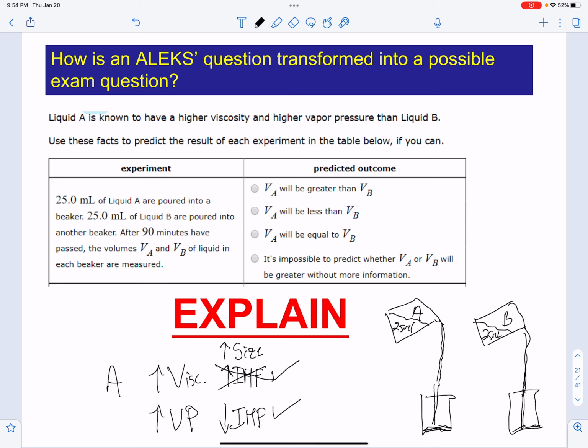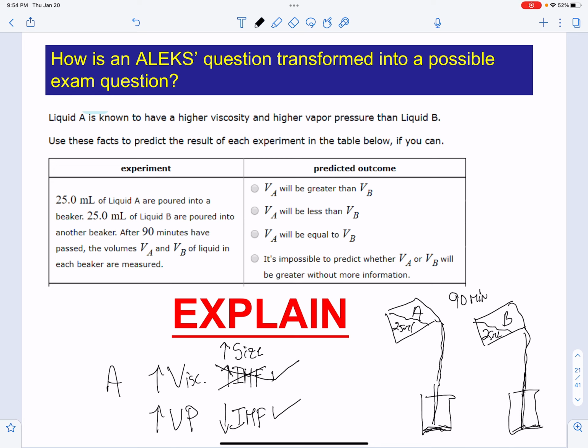So both of them are being poured into a beaker. After 90 minutes, so time has passed, the volume of A and the volume of B in the liquid are measured. So what would happen? We start with both of them, 90 minutes pass. The volume of A will be greater than the volume of B.